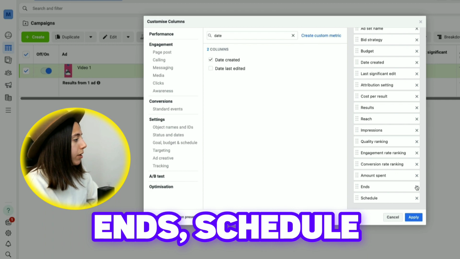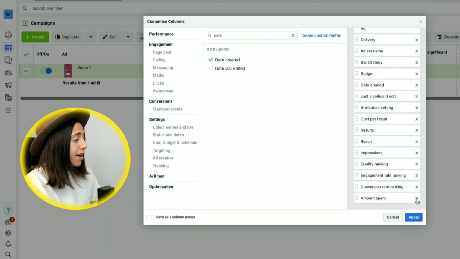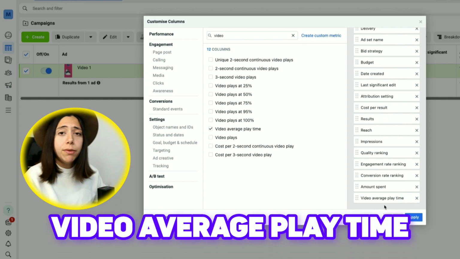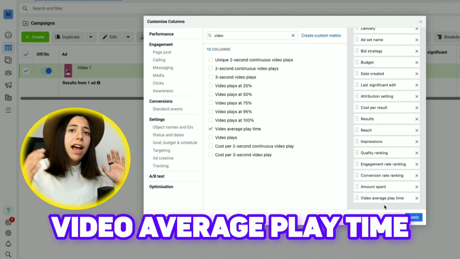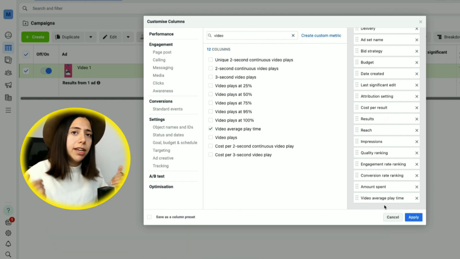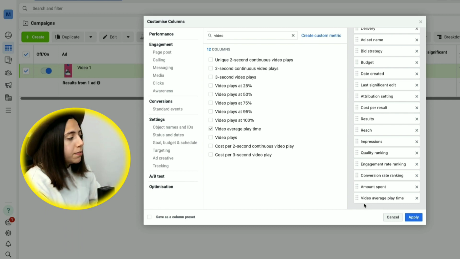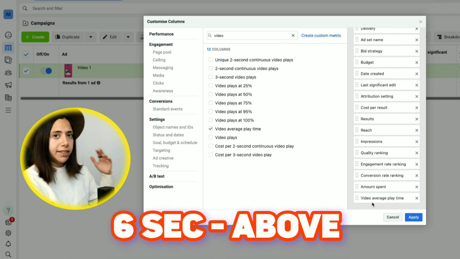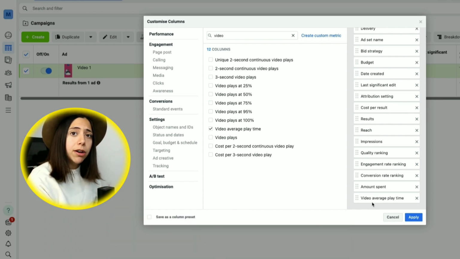Ends and schedule, I like to take these off as I never put an end date on any ad set. So basically video average playtime is the average duration that people tend to watch with this ad. If your ad is about 30 seconds to a minute, I like to aim for 6 seconds and above. If it's anywhere below that, then I would see why people are dropping off.